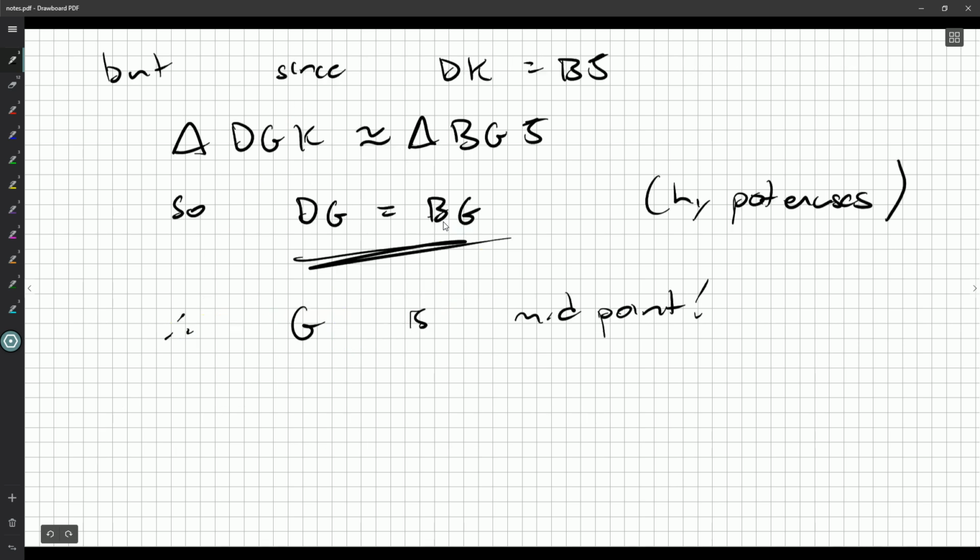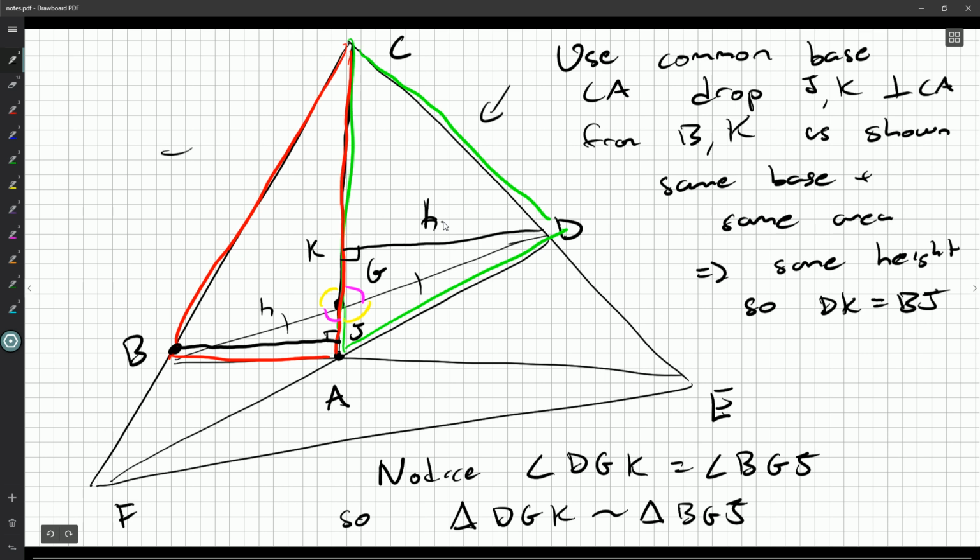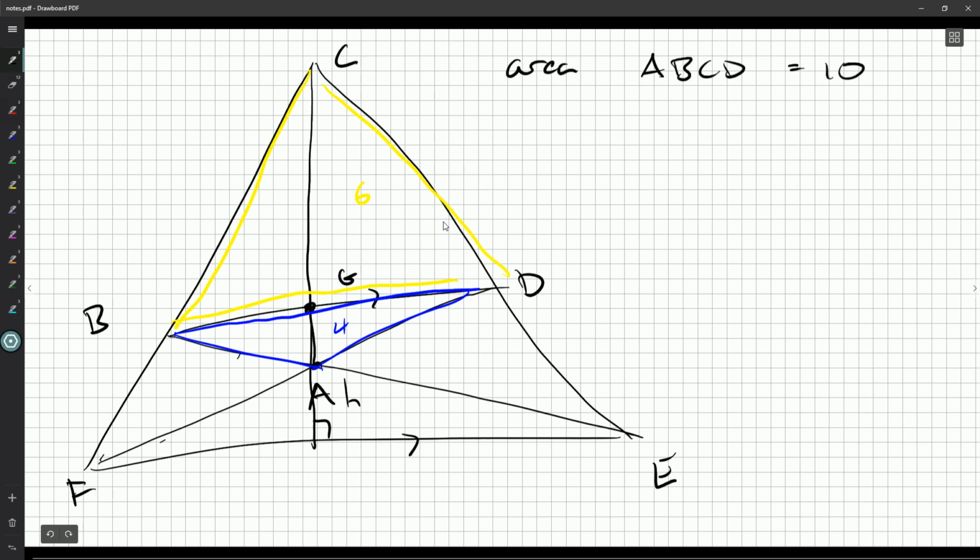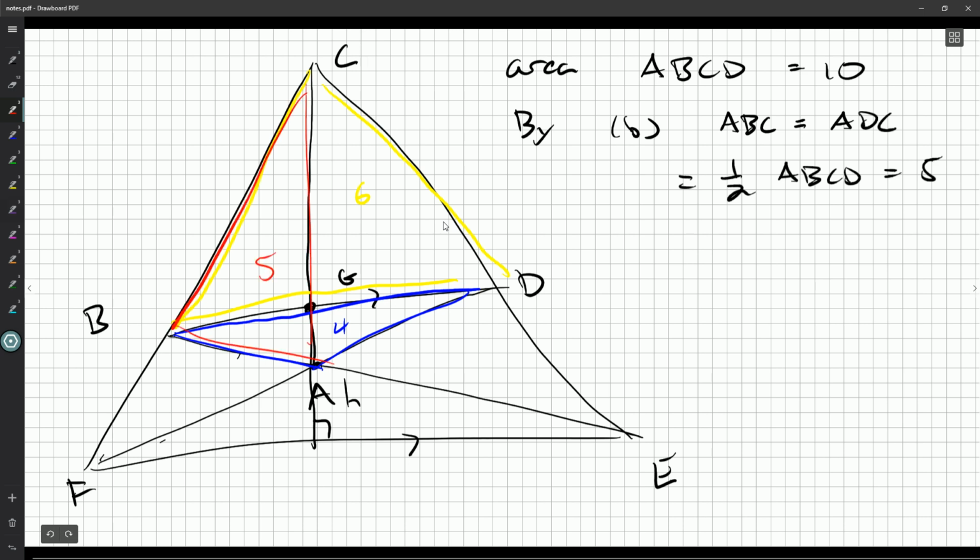But what did we just learn? We learned that these two halves, and they are halves of the quadrilateral, are the same area. So we can say by B, ABC has area the same as ADC, just to keep the A's and the C's in the same spots. And that'll be 1/2 the area of ABCD, so that'll be 10 over 2, 5. So each of these triangles has area 5.